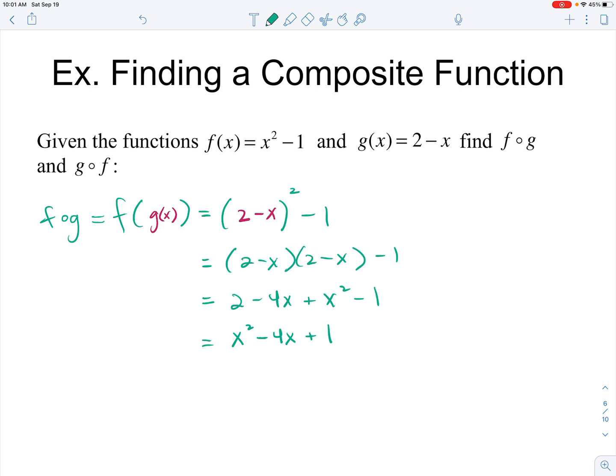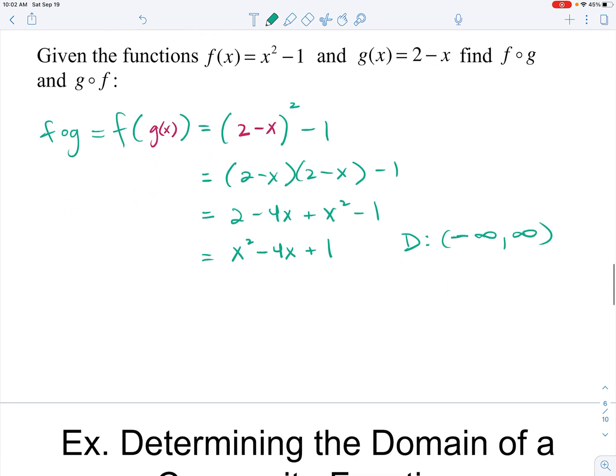Notice that f is a quadratic and g of x is a linear function. Those are both polynomial functions. And the nice thing about composing a polynomial function with another polynomial function is you just end up creating another polynomial function. And you should know that the domain of any polynomial function is all real numbers. So from negative infinity to positive infinity.